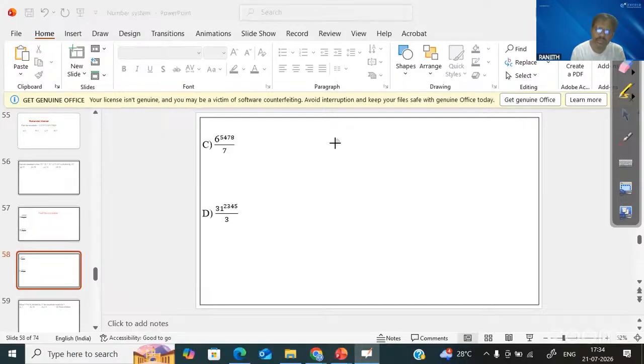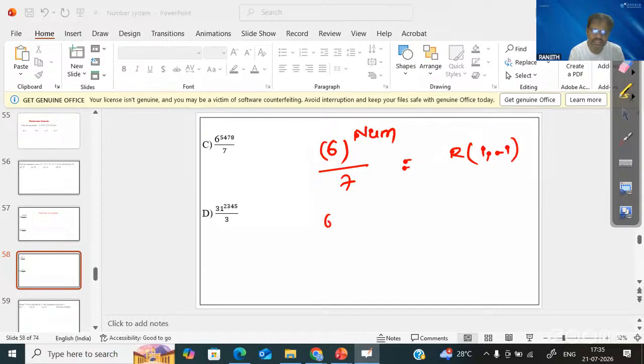6 power some number divided by 7. So we need to check where we are getting remainder 1 or minus 1. When we divide 6 by 7, taking one number, 6 by 7, remainder is 6. But I am not getting 1 or minus 1.